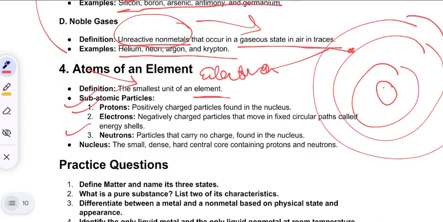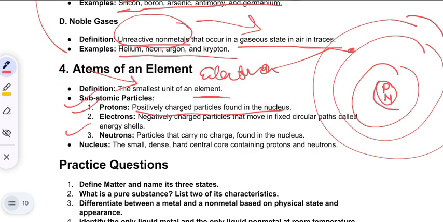Then, proton and neutron are present here. Protons are positively charged and are found inside the nucleus. What is the nucleus? This whole circle which you can see around this.